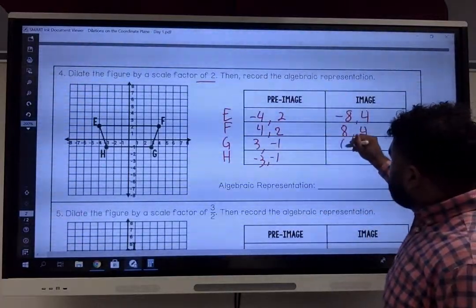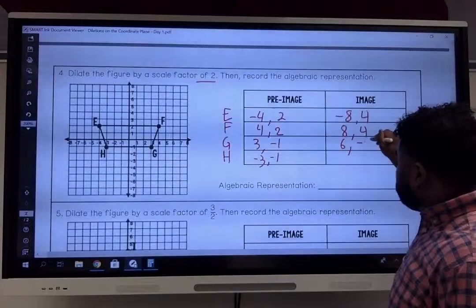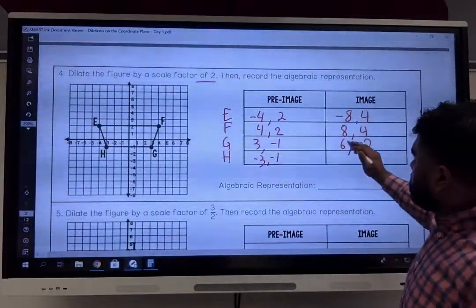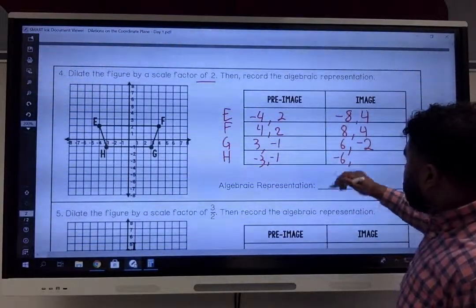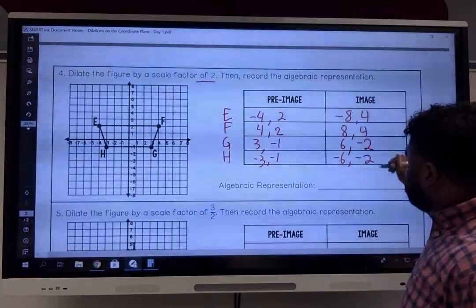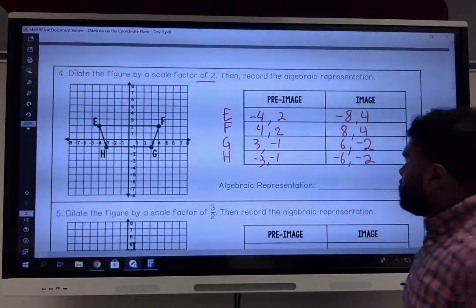3 times 2 is 6. Negative 1 times 2 is negative 2. Negative 3 times 2 is negative 6. And negative 1 times 2 is negative 2. All right? So let's go ahead and plot these points.